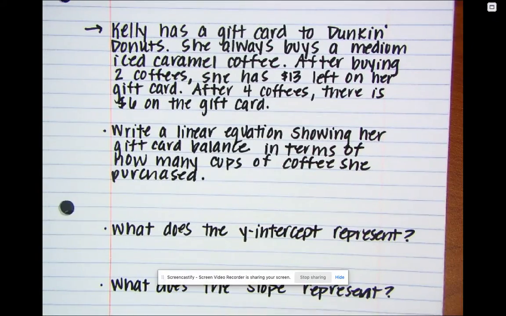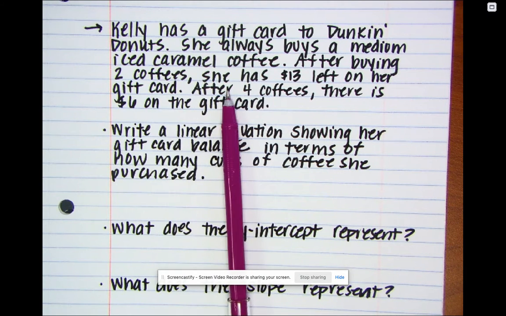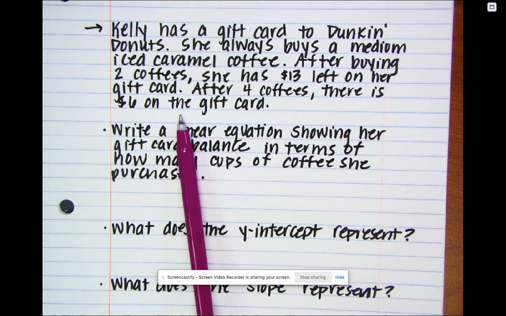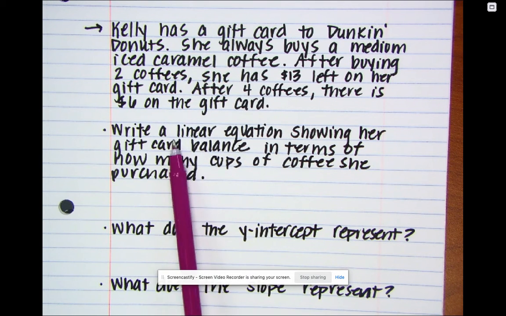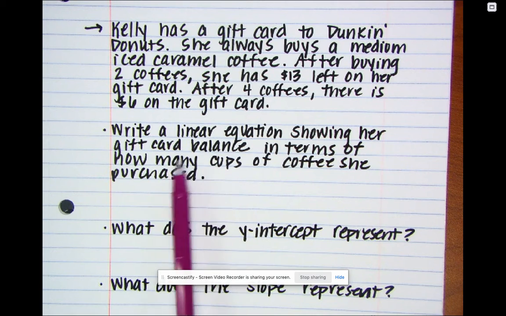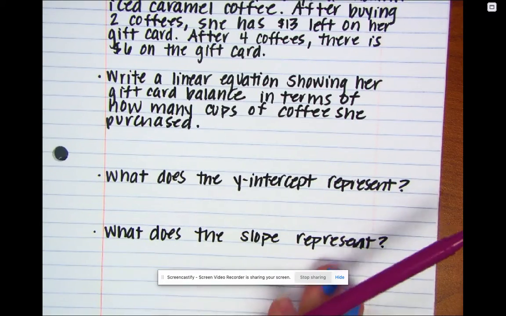This says, Kelly has a gift card to Dunkin' Donuts. She always buys a medium iced caramel coffee. After buying 2 coffees, she has $13 left on her gift card. After 4 coffees, there's $6 left on the gift card. Write a linear equation showing her gift card balance in terms of how many cups of coffee she purchased. And then what does the y-intercept represent? What does the slope represent?